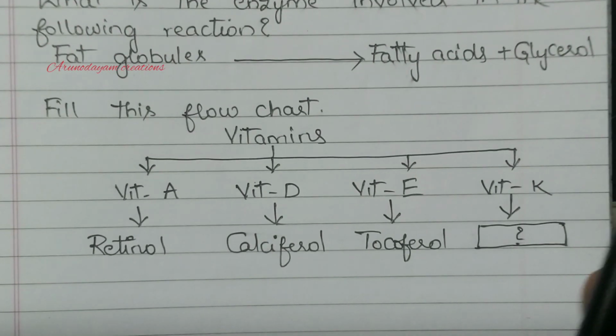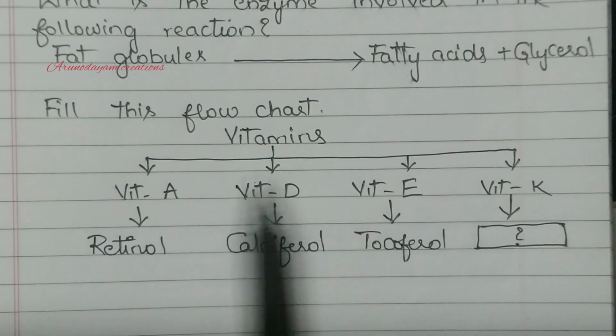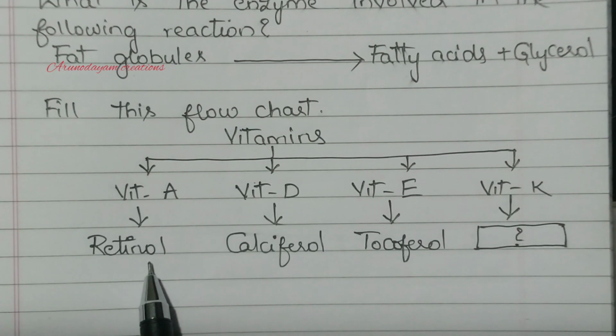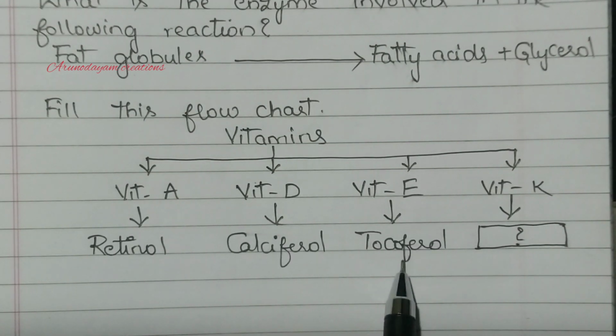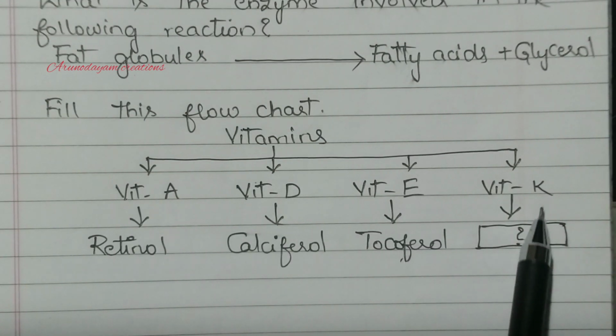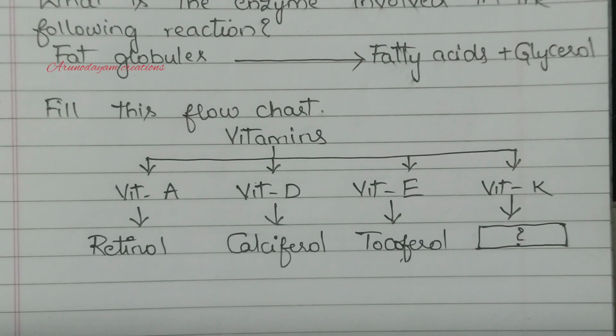15th question. Fill this flowchart. Vitamins. Vitamin A, chemical name is retinol. D, calciferol. E, tocopherol. Vitamin K, chemical name is phylloquinone.